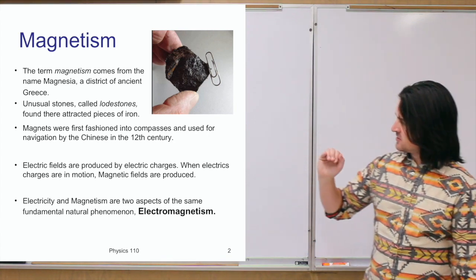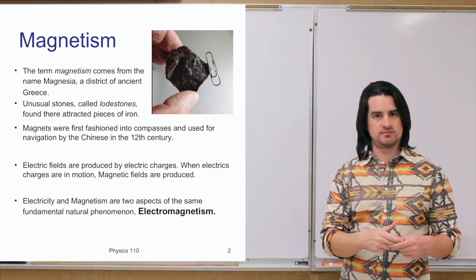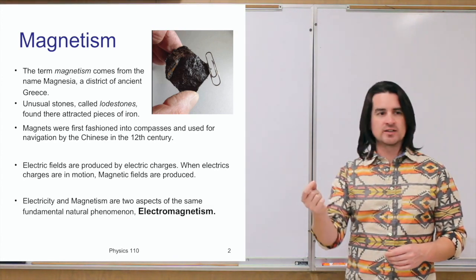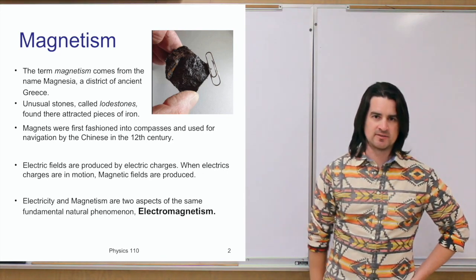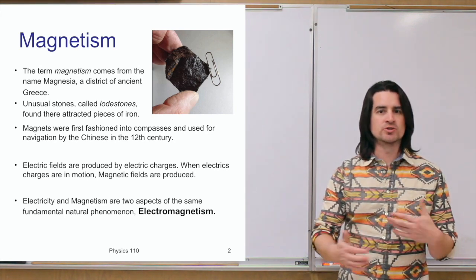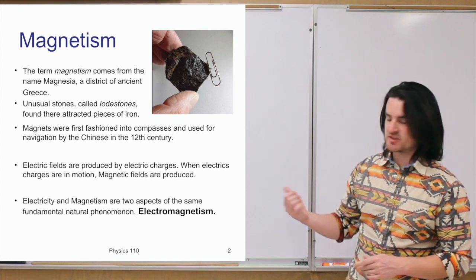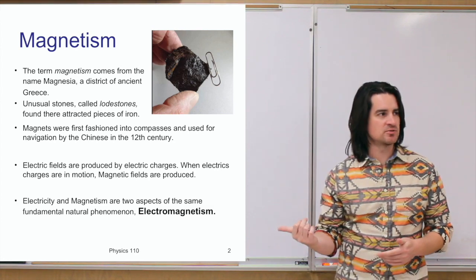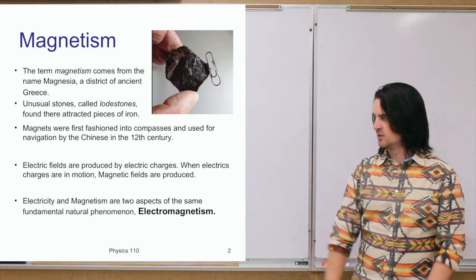It turns out that magnetic fields are produced when you have electric charges that are in motion. So if you take an electron and you swing it along, you're going to produce some kind of magnetic field. So all magnetic fields are actually motion of electric charge. That's why I said this is the other side of the coin. Electricity and magnetism are actually two aspects of the same fundamental property of nature, which we call electromagnetism.